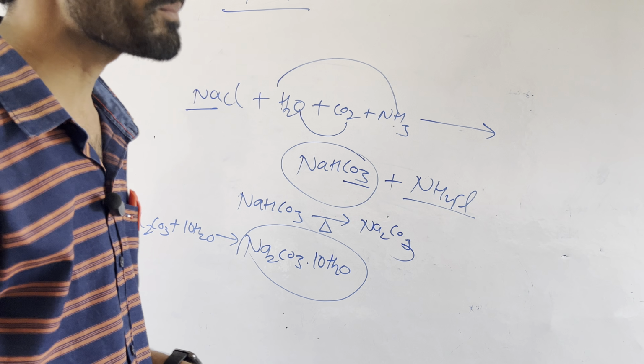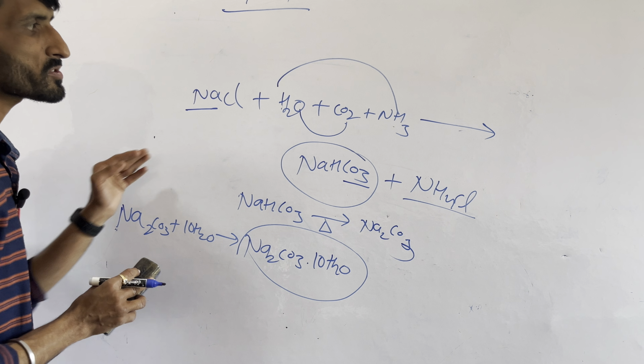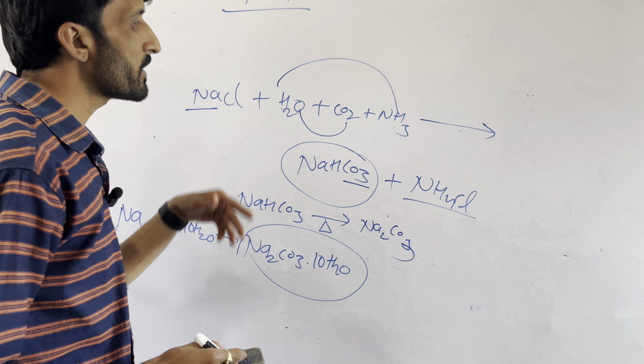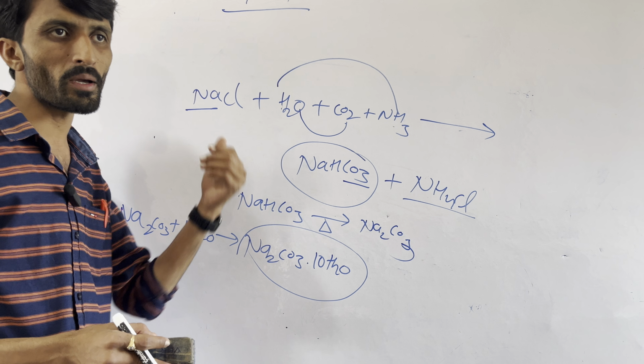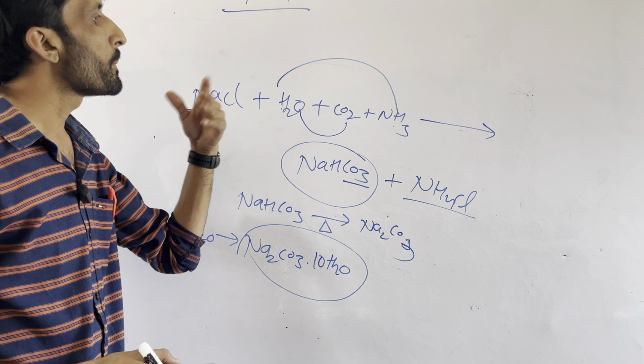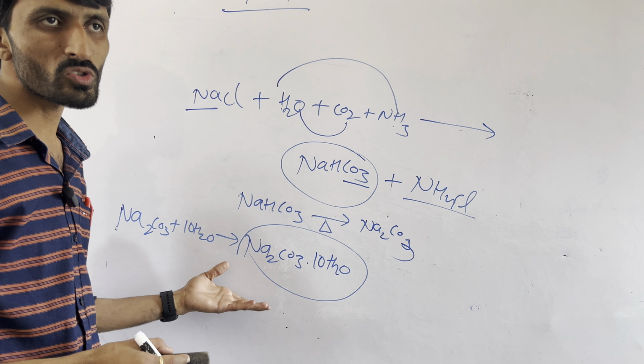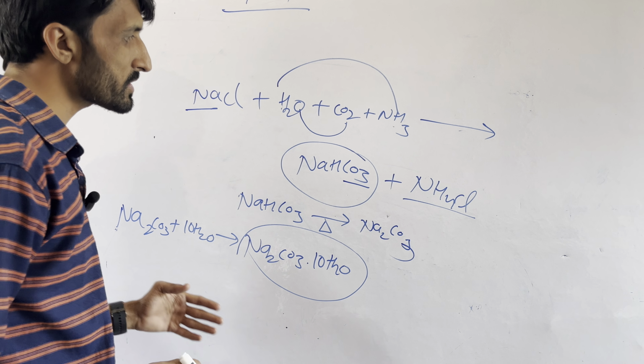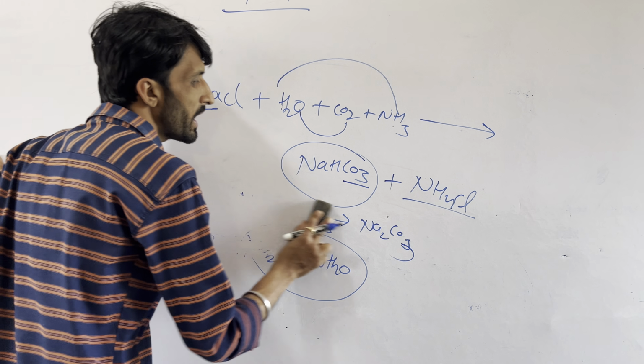Next we have bleaching powder. So you have to remember the uses for the exam. Everything has its own uses. Sodium hydroxide, then we have baking soda, then we have washing soda. They all have their uses. You have to remember the uses also.